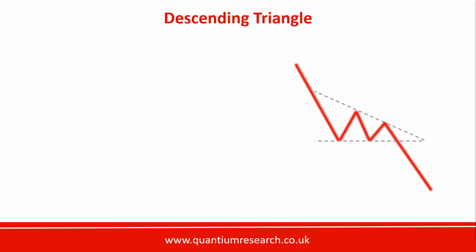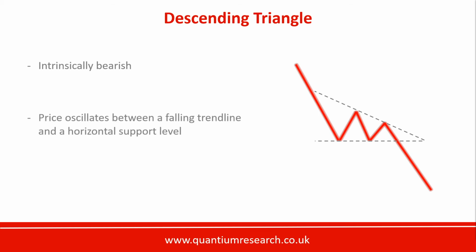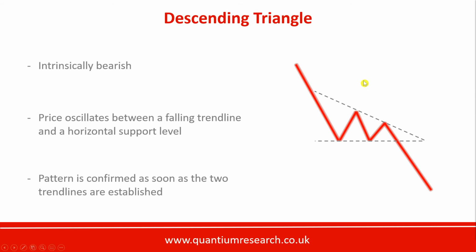The bearish equivalent of an ascending triangle is a descending triangle, and that's where price oscillates between a declining resistance trend line and a horizontal or static support level. The pattern is confirmed as soon as trend lines are established. Remember, you have the main bit of price action, the trending phase where you have the triangle, and then you have the break to the downside, which confirms it as a descending triangle.